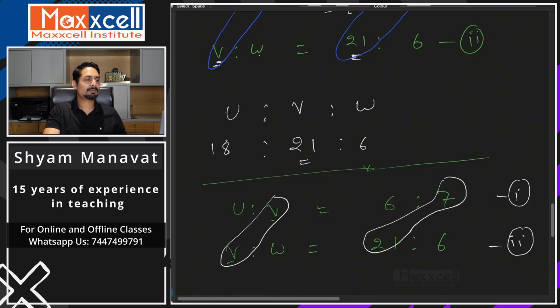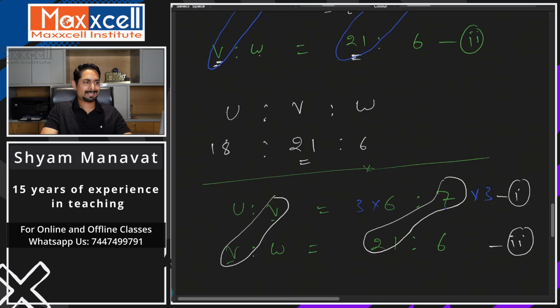I can make them equal by multiplying by 3 here. So 7 3s are 21. But can I only multiply 3 into the second term? No. That's not how a ratio works. Property of ratio is what? If you multiply one term by one number, you need to multiply all the terms by the same number. Now here you have one more term, that's it.